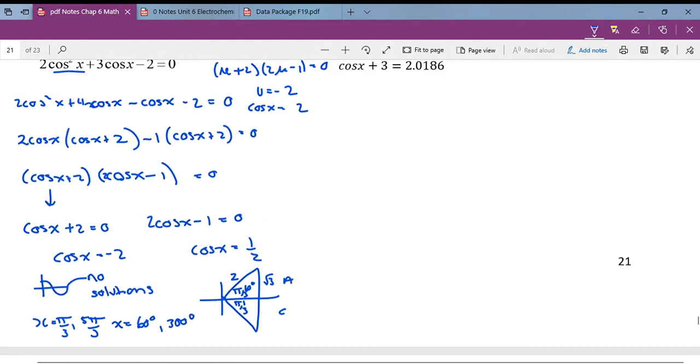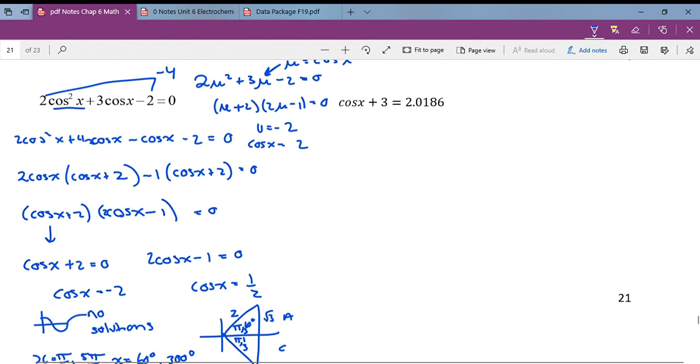All right, the last one on this page, and then we're going to take a little break for you to go and practice some of these. So again, we're going to solve for cos x. Now this one's going to come out a little weird. This is going to end up with cos x equals 2.0186 minus 3, which comes out to negative 0.9814, which is obviously not one of our special triangles.